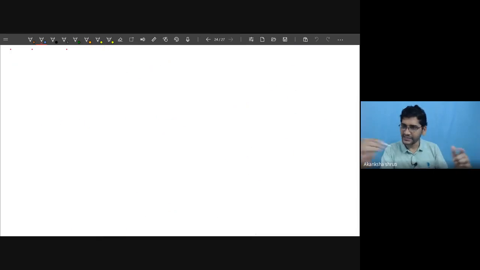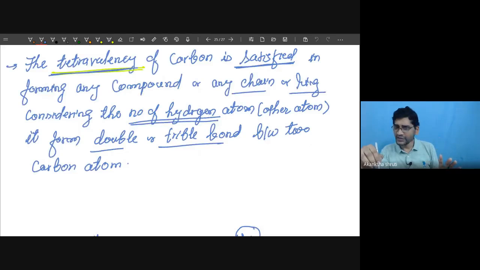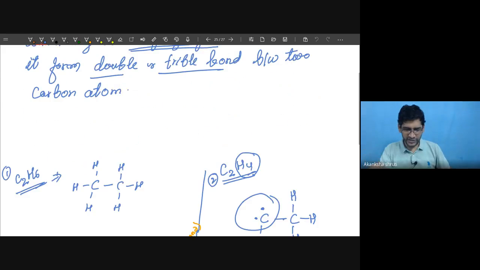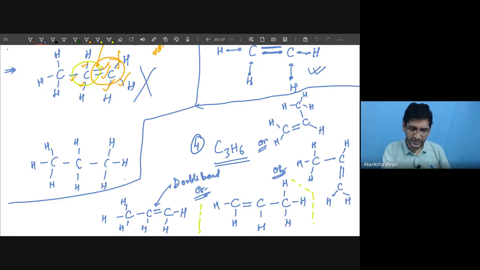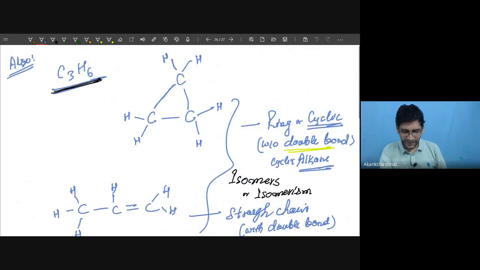So cyclic means connecting the end, forming a ring. The key tool in forming this structure is tetravalency and the number of hydrogen atoms available. Considering this, different structures are possible for the same molecular formula. For the same molecular formula, if more than one structural formula is possible, such structural formulas are called isomers of each other, and this phenomenon is called isomerism.